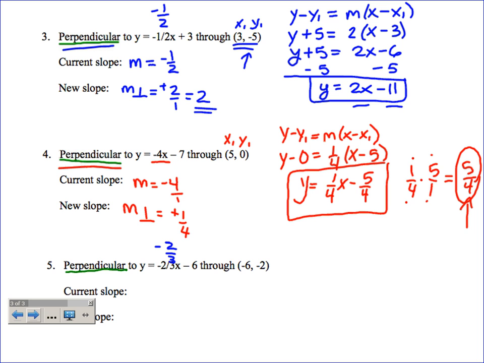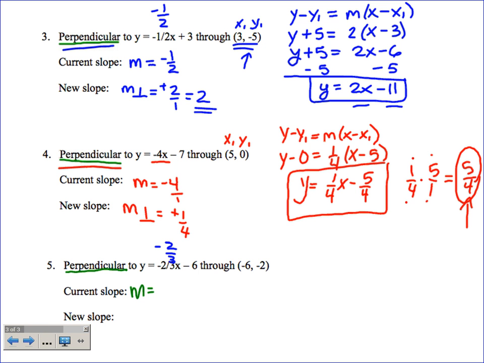Okay, the last one, let me move this out of the way before we get started on our last one. It tells us our slope again. We'll just have that identified. Our current slope here is m equals negative 2/3. Our opposite reciprocal slope, since this is perpendicular, is going to be the opposite reciprocal. So opposite would be positive. The reciprocal would be 3/2.